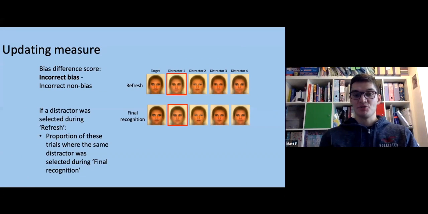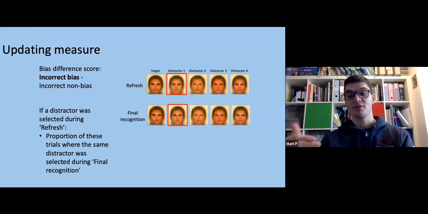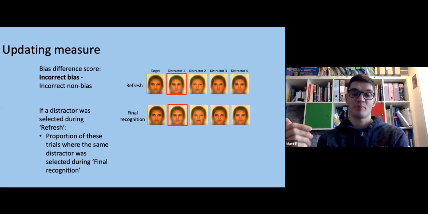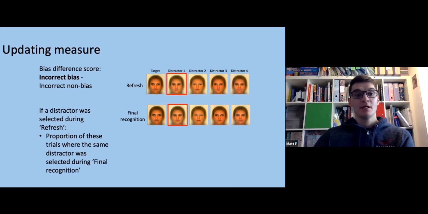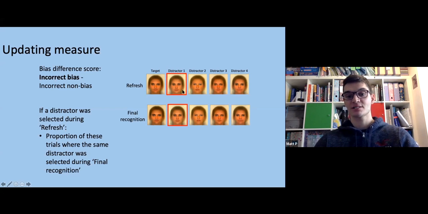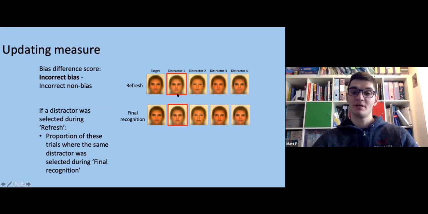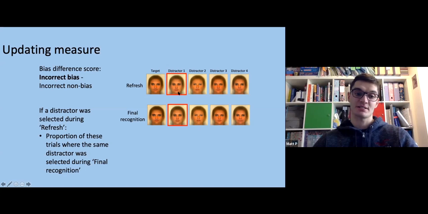So I've mentioned this bias measure, just to briefly explain how we calculated that measure as an indication of the extent to which participants' memory for the faces were updated by the information that they encountered during the refresh phase. So this bias difference score, as we can see here, indicates the proportion of incorrect bias deducting the proportion of incorrect non-bias. So for each trial, we consider this an incorrect biased response based on the fact that if participants selected a distractor face during the refresh task, and then they picked the exact same face during the final recognition task, that's a biased response because they are biased during the final recognition phase to pick the same incorrect error that they selected during the refresh task.